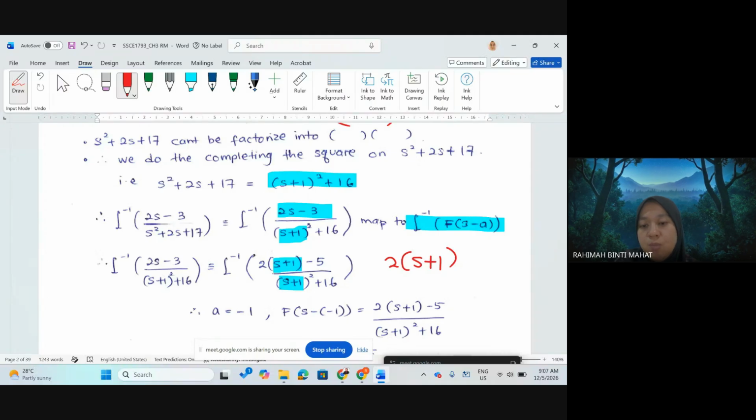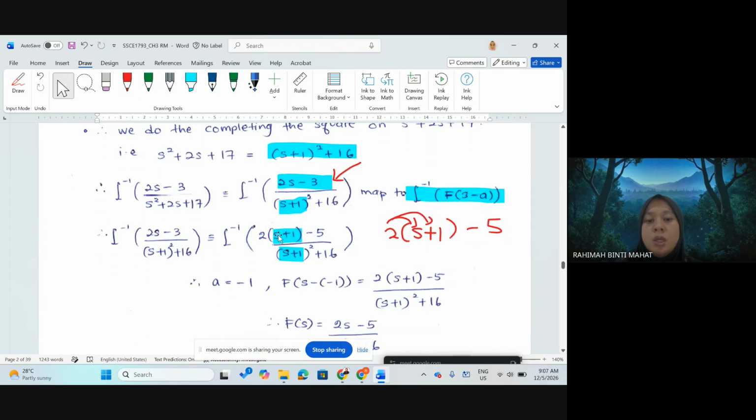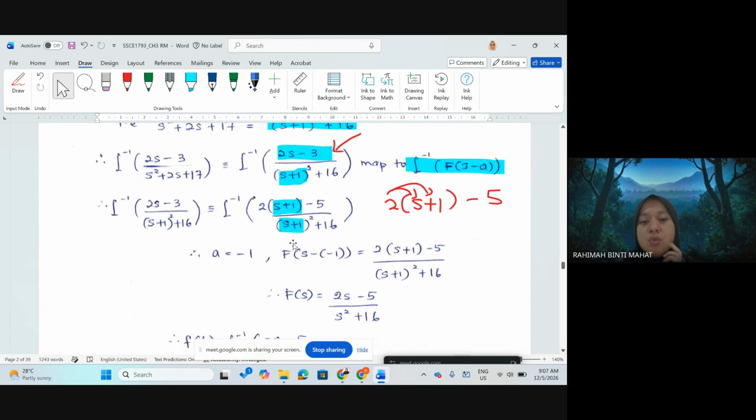So if you expand this one, it is 2s plus 2. How do you want to get negative 3? You need to minus 5. Minus 5, you get negative 3, and you can get a similar equation like in the previous step. This one you need to modify the equation here. And then after that, from here, we can see that your A is equal to negative 1. Your A is equal to negative 1.